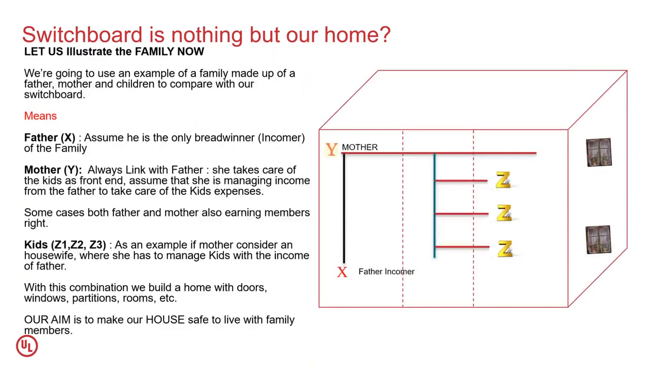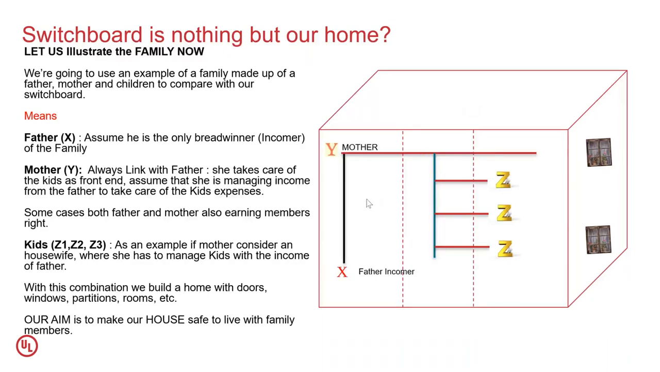Let me take an example of our family. Our family consists of, with a normal assumption, a father, a mother, and kids. Assume the father is the income earner, an earning member for our family. So I consider him the incomer for my house. Correct? Beautiful. Always father is married to mother.